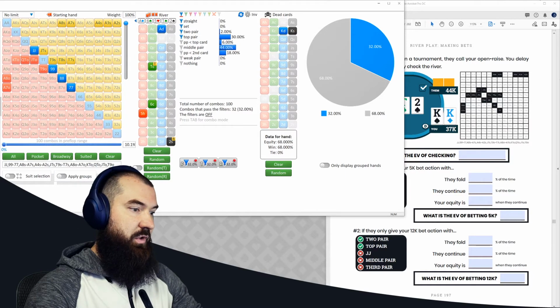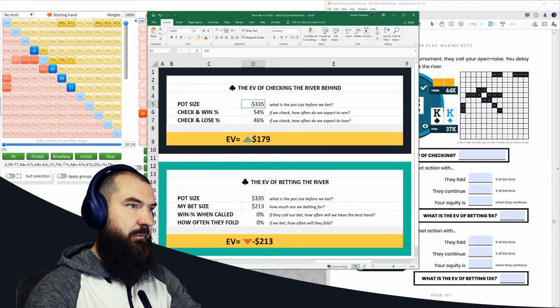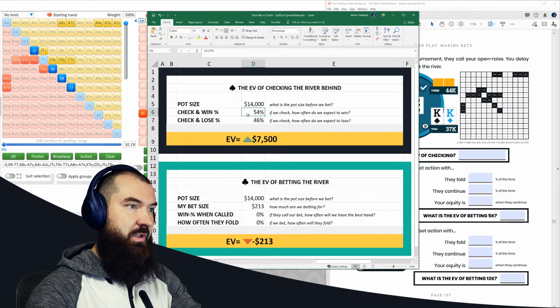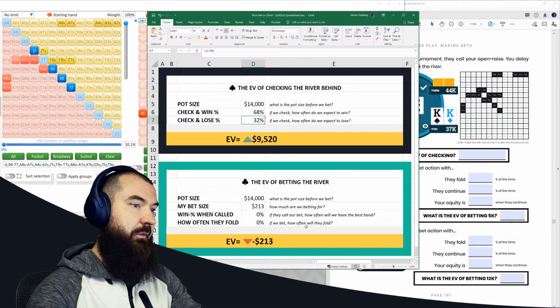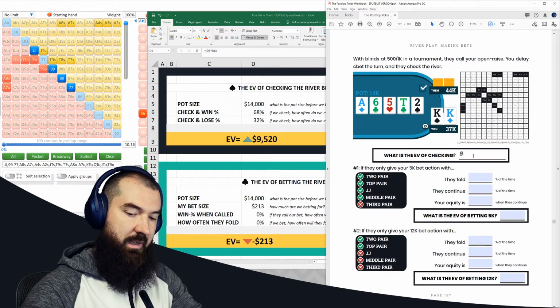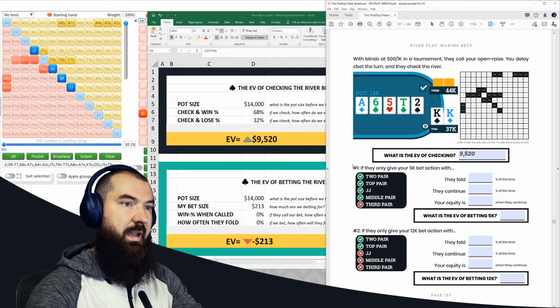So the EV of checking, if we throw that into our spreadsheet, this is the river bet versus check spreadsheet. Pot size is 14k, 14. The check and win percentage we just said was 68%, right? Pull that out of Flopzilla, 68%, perfect, and there we are. So EV is positive to the tune of 9520. Excellent, and now we can start rocking and rolling.